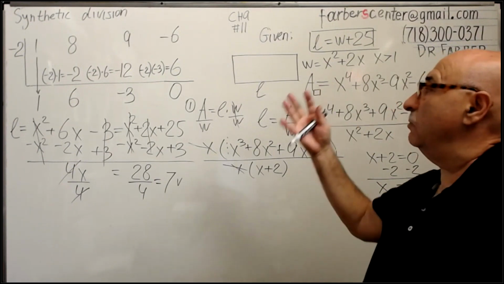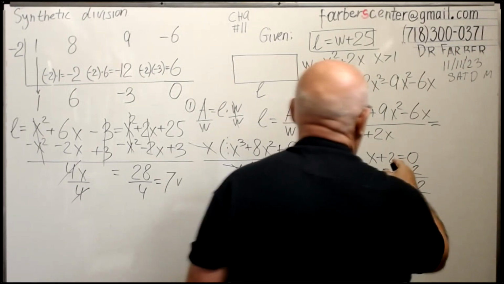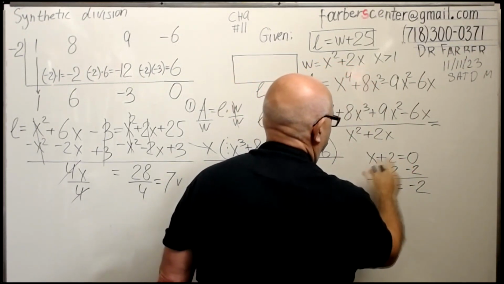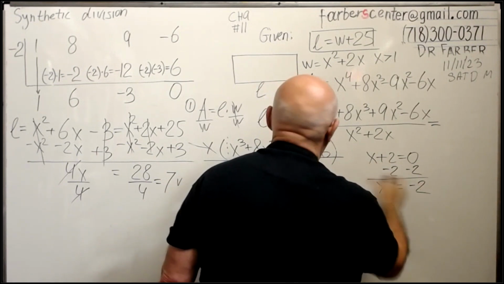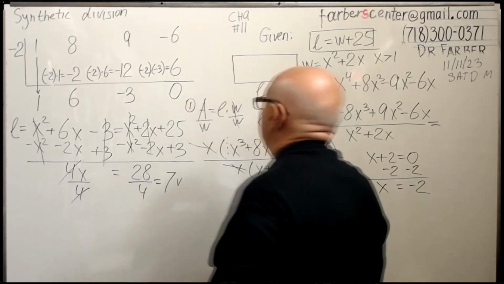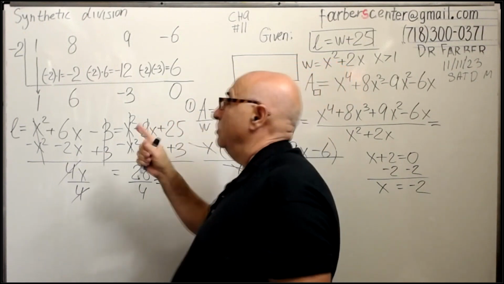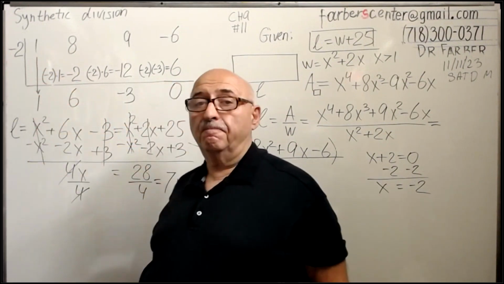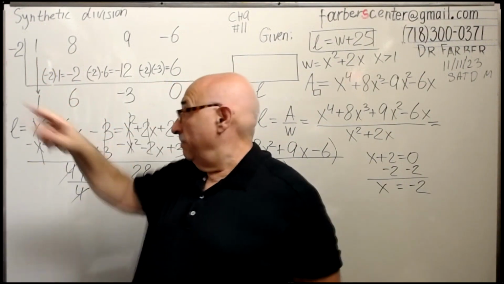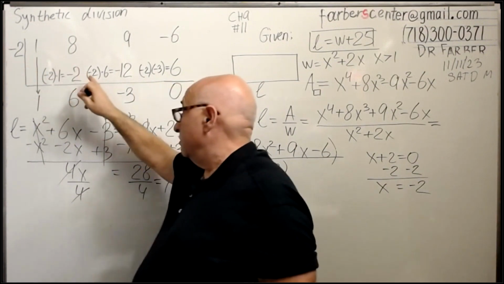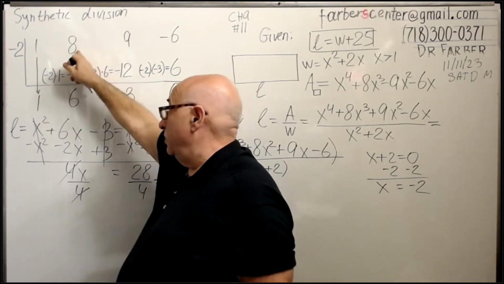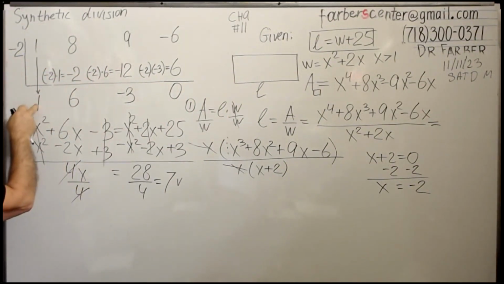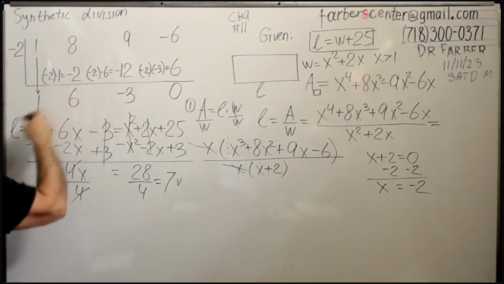Well, actually, how it works. When you set up a factor, you find for which value it equals 0, when x equals -2. After that, write the coefficients, and you are supposed to do two things. Bring down the first coefficient. After that, multiply by this value and add to the next value. -2 times 1 is -2 plus 8, 6.